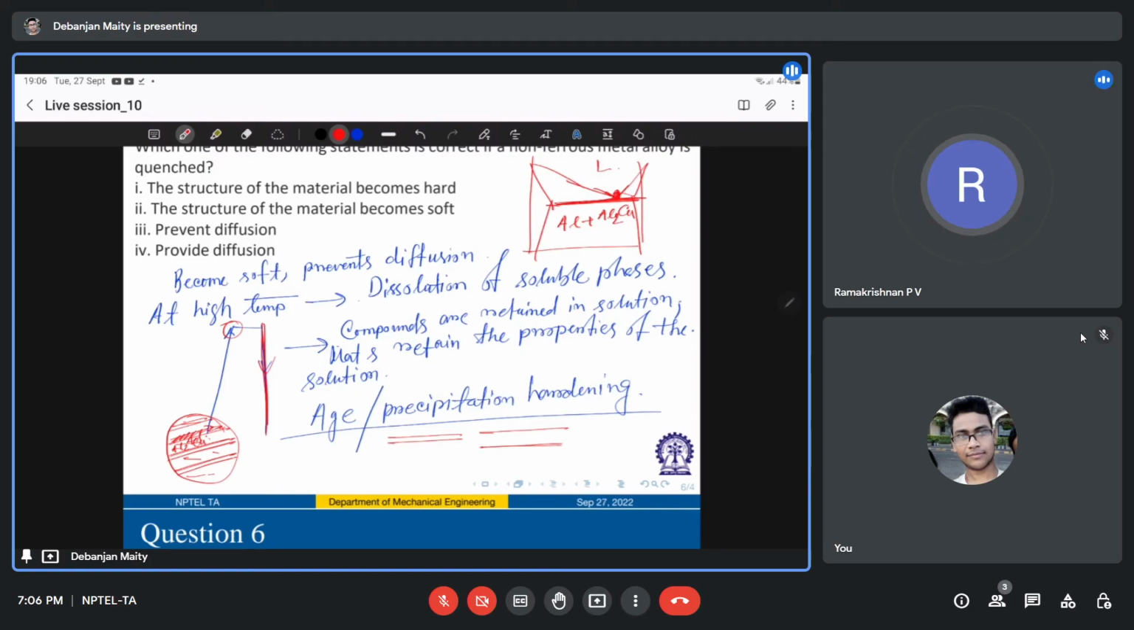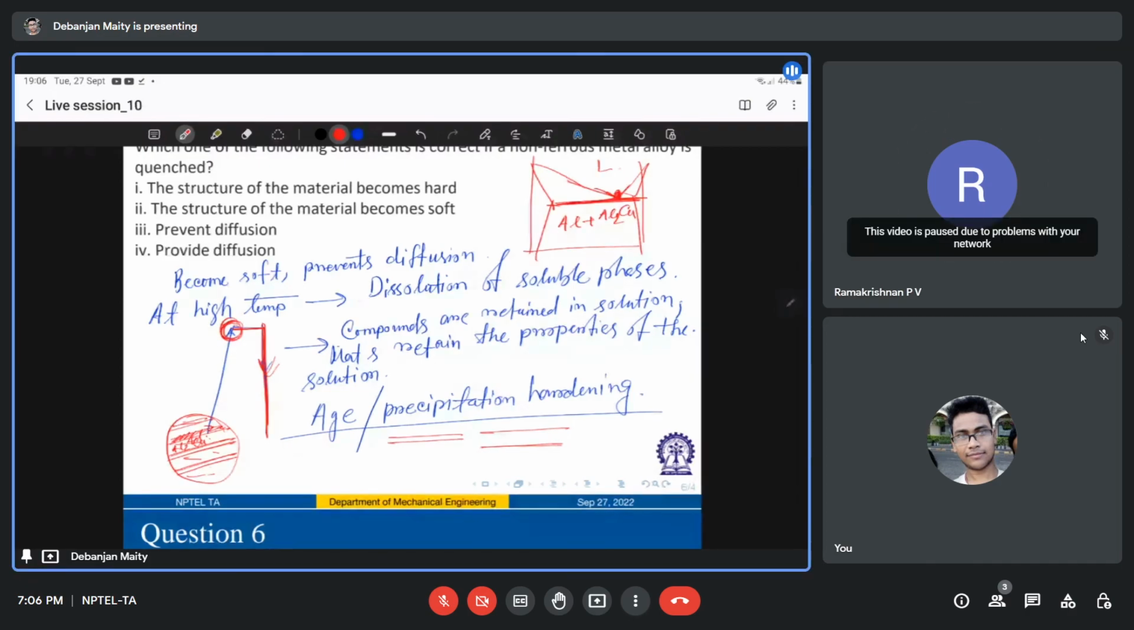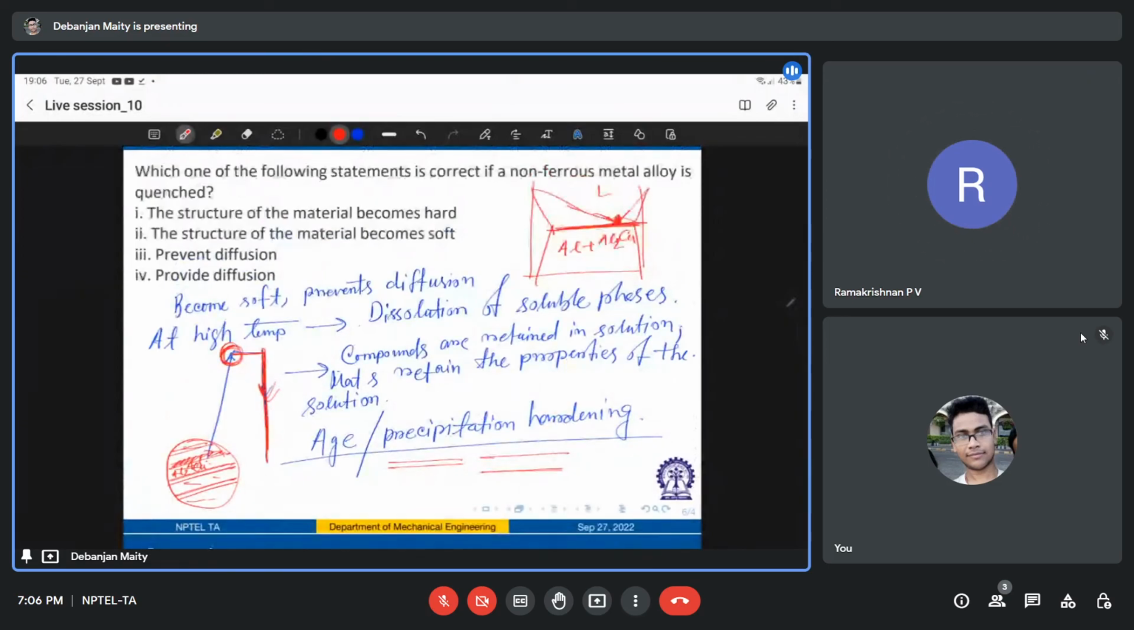The idea is if you are not giving much time for diffusion, whatever solution you get here will retain the property, because it is not getting time for diffusion. There is something called gradual cooling and rapid cooling. In rapid cooling, you are not giving time for diffusion, and maybe you can think of it as an amorphous structure.